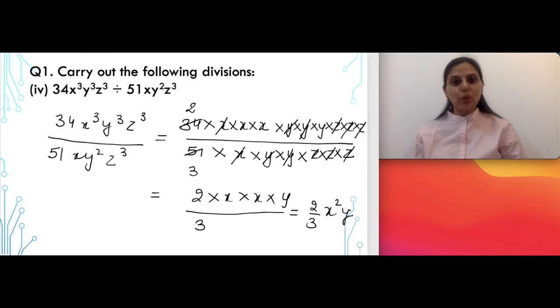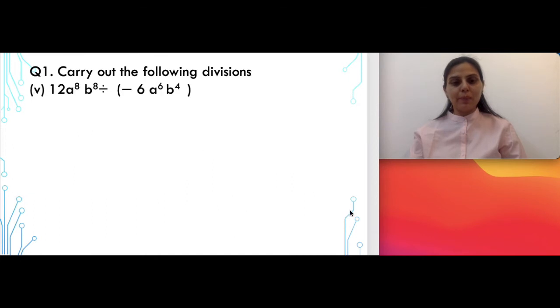In case you want to write it in the expanded form, in case you want to write the answer directly, that also you can do just by looking at the terms and applying the powers and exponents. That also is a method you can apply. Moving on to the next question now.